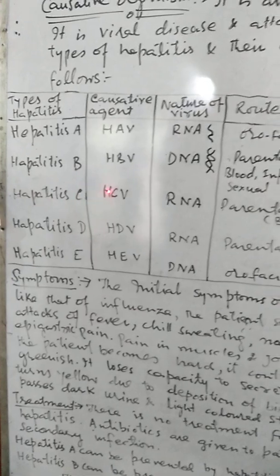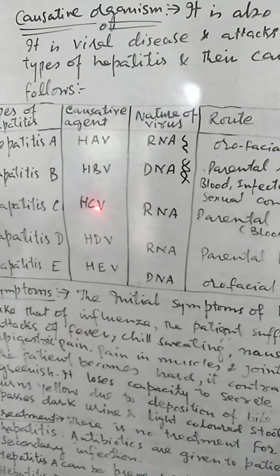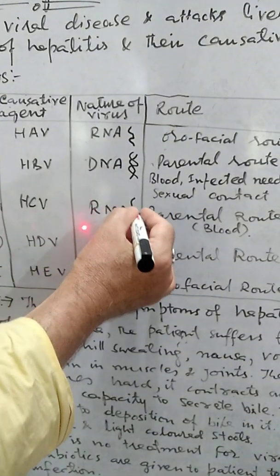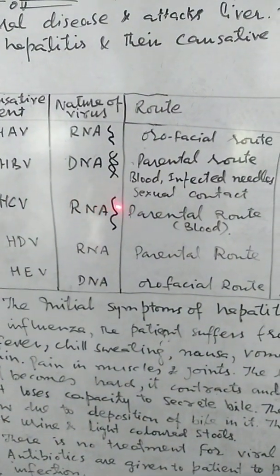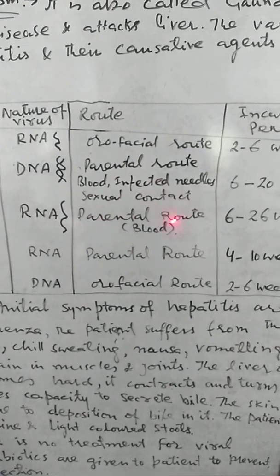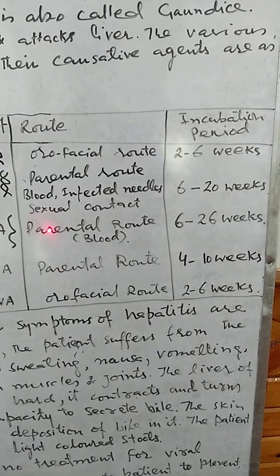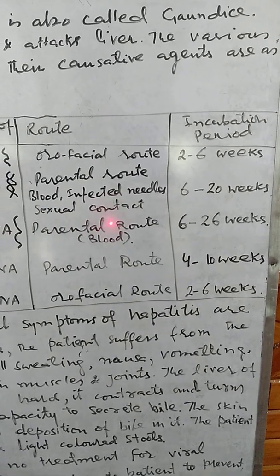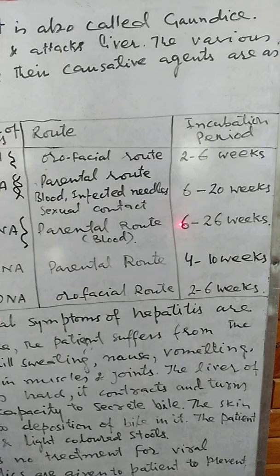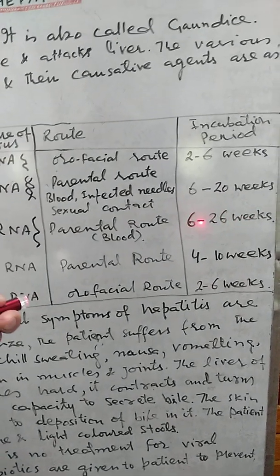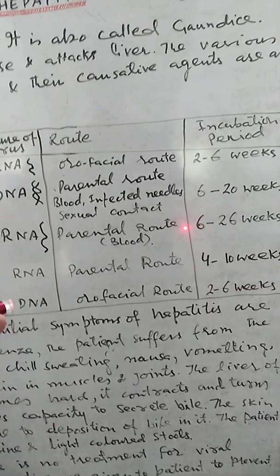Then there is hepatitis C. HCV means hepatitis C virus. This is a single-stranded virus. This is a parenteral route. This infection occurs due to blood. It takes at least 6 weeks and maximally 26 weeks to start showing symptoms in hepatitis C.